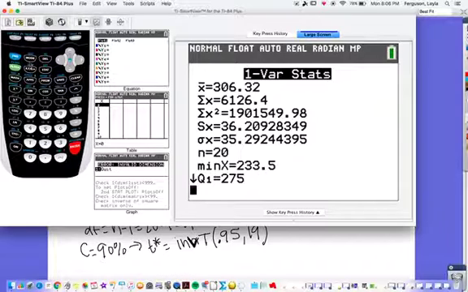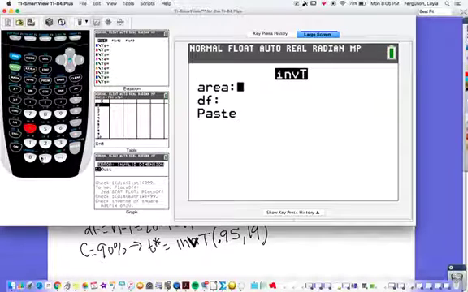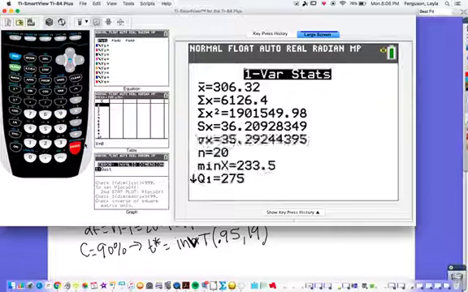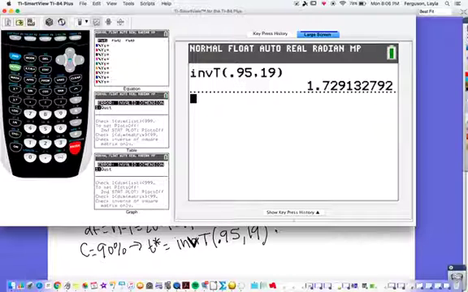So we go on our calculator to second vars. We do option 4 because it's inverse T. Our area is 0.95. And our degrees of freedom is 19. And that will give us our T-star, which is 1.729.